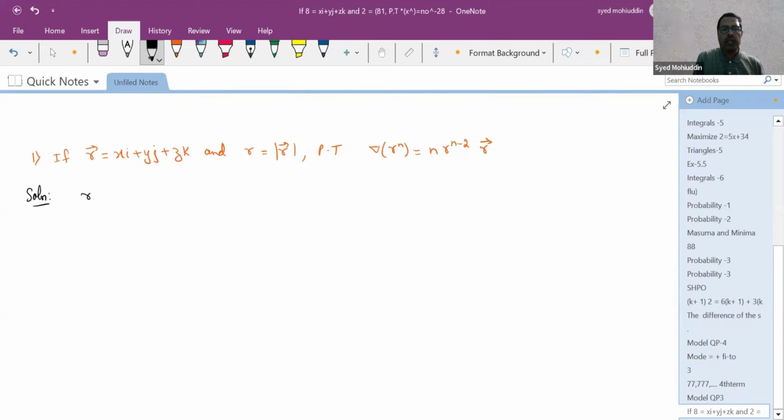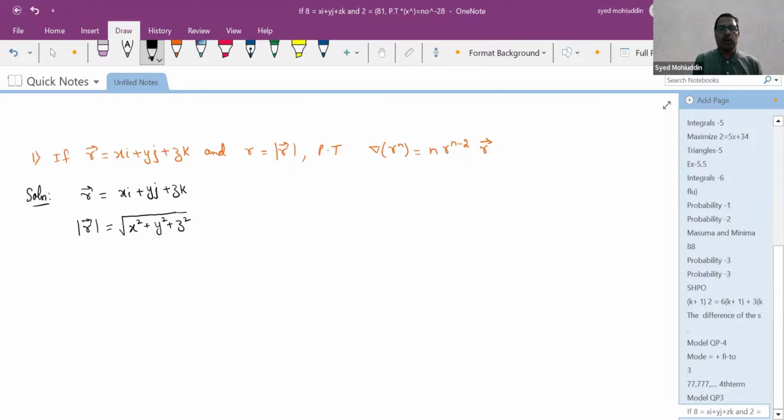It is given that vector r is equal to xi plus yj plus zk. Now let's try to find the modulus of this vector r. The modulus of vector r will be equal to the square root of x square plus y square plus z square, taking the coefficient of i as x, of j as y, and of k as z.